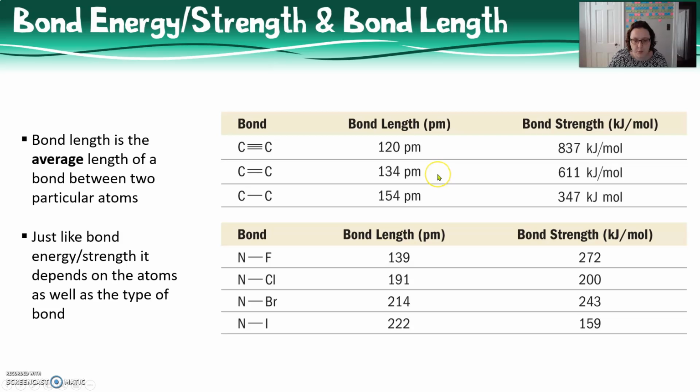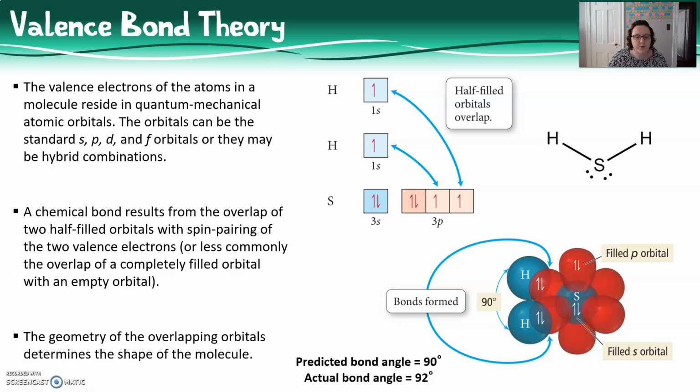So bond strengths will depend on the number of bonds that form between the atoms, as well as the types of atoms that are involved in bonding, as we see with these nitrogen-halogen single bonds shown below that have different lengths and different strengths. So how do we predict which orbitals will overlap to form bonds?